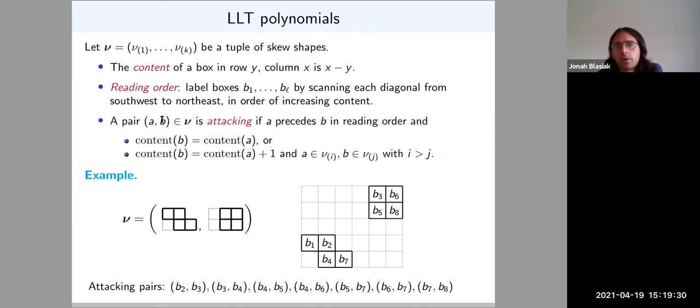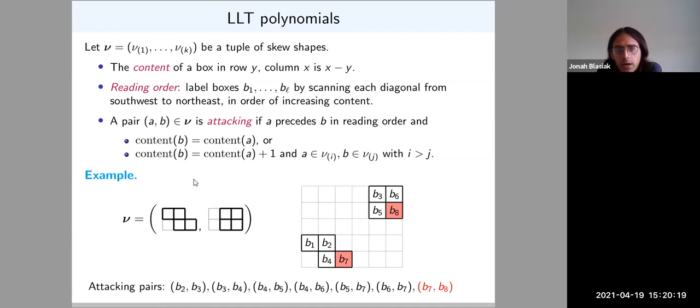We say that an ordered pair AB is attacking if A comes before B in reading order and one of two things happens. Either they have the same content, as in this example. So here B2 and B3 have the same content, so B2 attacks B3. The other thing that can happen is they can have contents differing by 1. Here B3 attacks B4. The extra condition is that the first guy in the attacking pair has to occur in a later element of the tuple. So for instance, B3 and B5, even though their contents differ by 1, is not an attacking pair. Okay, so here are the remaining attacking pairs. B4 attacks B5, attacks B6, and so on.